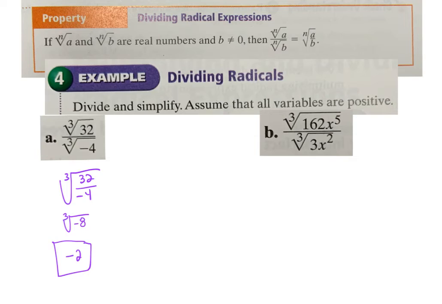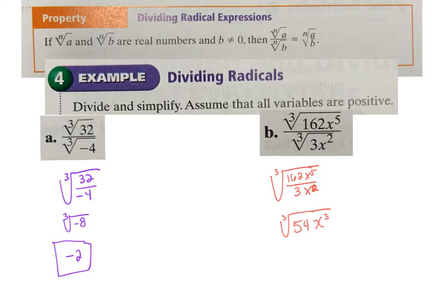Way to go, guys. Let's look at this one. This one is the cubed root of 162x to the 5th divided by the cubed root of 3x squared. I can do these reduce first. So 162 divided by 3. 3 into 16 is 5 with a remainder of 1, so 3 into 12 is 4. I reduce x to the 5th and x squared. 5 minus 2 is 3. So now I have this.